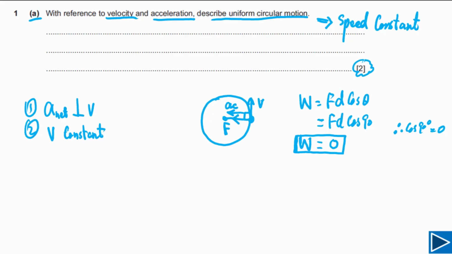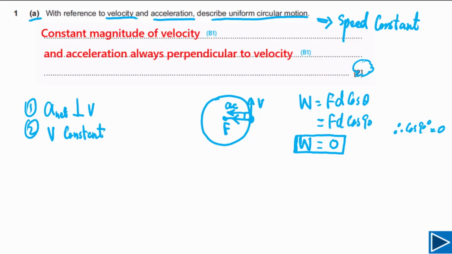Now let me show you the answer, how you can write it, meaning the points you need for a good answer. These are the 2 points you have to mention in your answer. The first one: if you have mentioned constant magnitude of velocity, meaning the magnitude of velocity is not changing, you will get 1 mark, and this is the B mark. And the second one: if you have mentioned acceleration always perpendicular to velocity, you will get the 2nd mark.